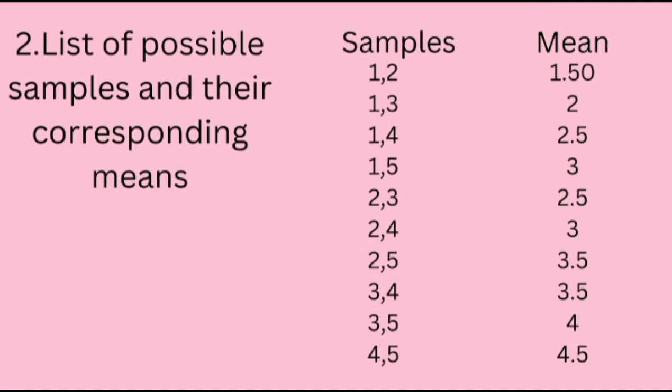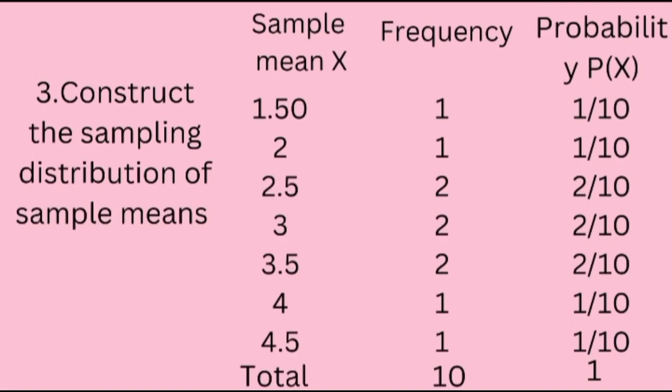2 plus 5 divided by 2 is 3.5. 3 plus 4 divided by 2 is 3.5. 3 plus 5 divided by 2 is 4. 4 plus 5 divided by 2 is 4.5.